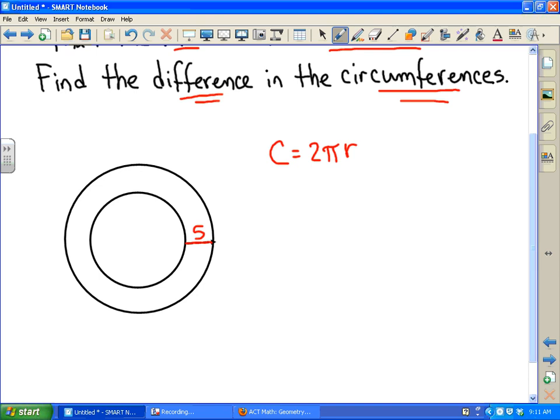And in this case, if r is the radius for the smaller circle, then we know that the radius for the larger circle would be r plus 5. And so the radius for the larger circle would be over here. We'll call that capital R. And so we want to find this difference in the circumferences. The circumference for the larger circle would be 2 pi big R.